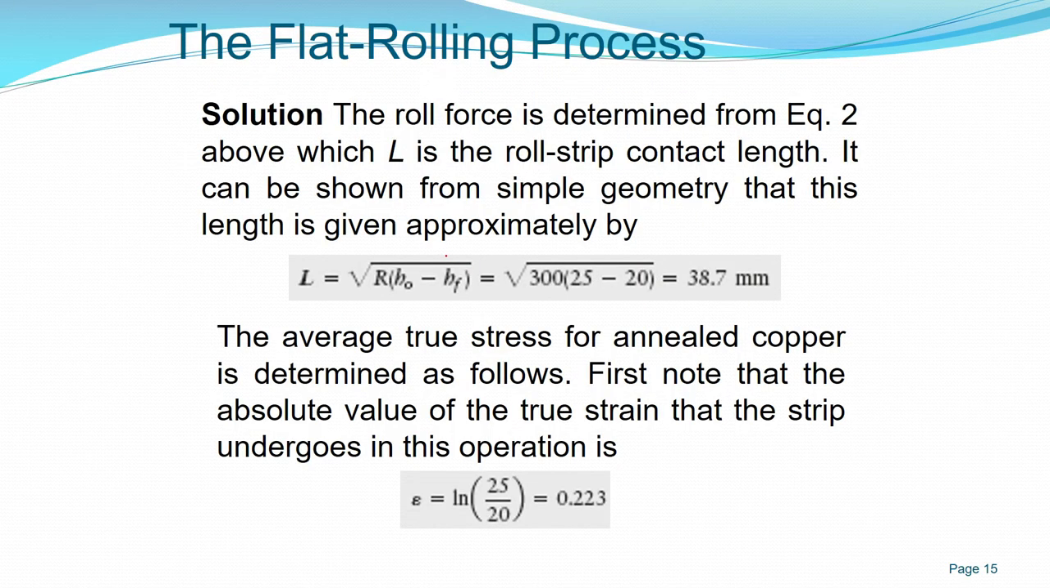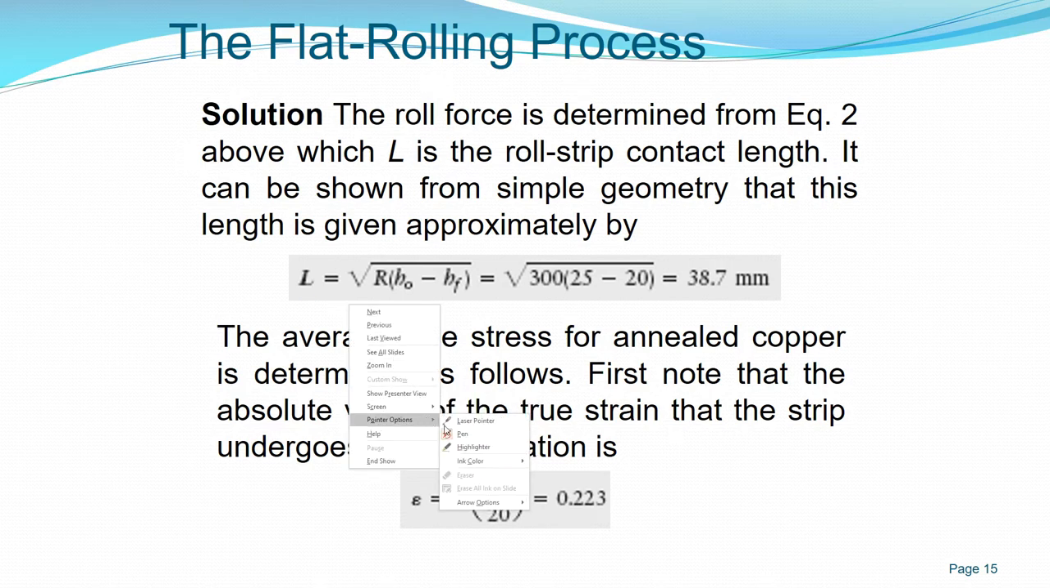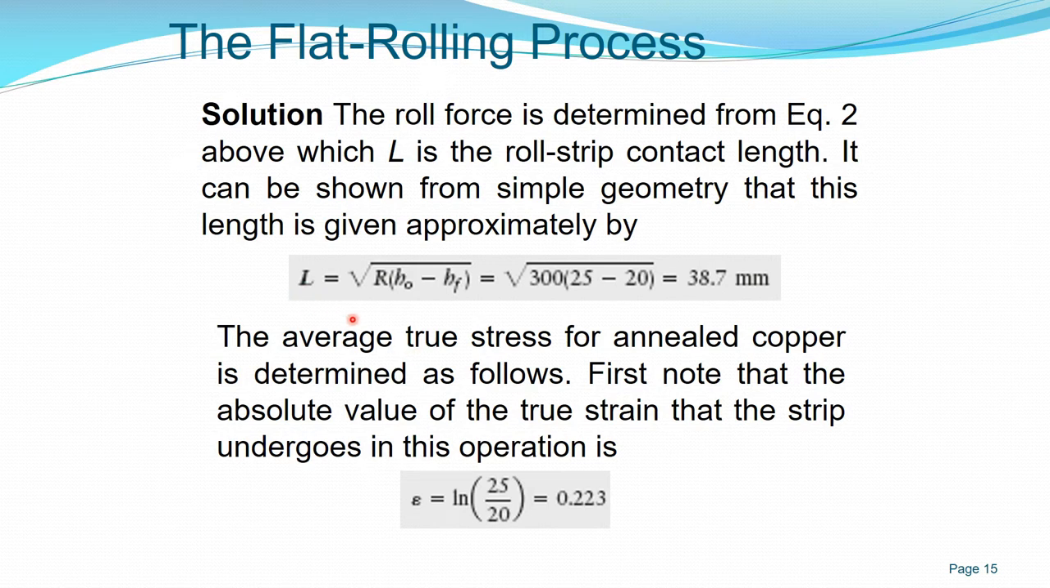For the solution, we first have to determine the roll force. We have to determine the roll strip contact length, from the equation we have here, which is L equals the square root of R times the initial thickness minus the final thickness. And we have here the roll strip contact length is 38.7 mm. The average true stress for annealed copper is determined as follows.